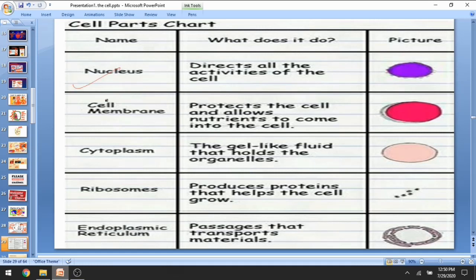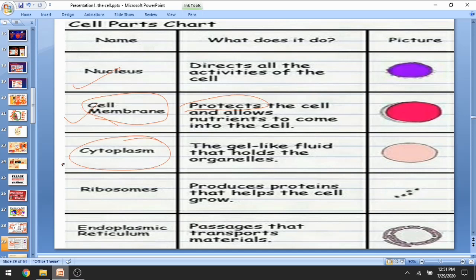If we talk about the cell membrane, it protects the cell and allows nutrients to come inside the cell. It is the main guard of the cell, acting as a security guard, always standing outside the cell and helping exchange of material, allowing only suitable material to get inside and allowing exchange of gases and other activities. We will discuss it in detail in my next video. Next comes cytoplasm.